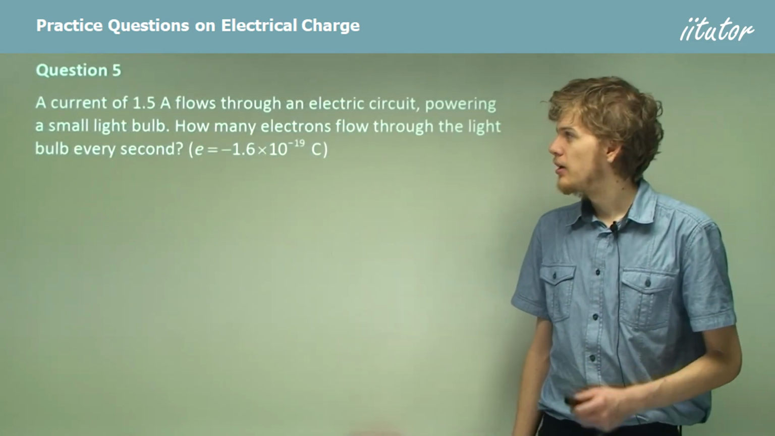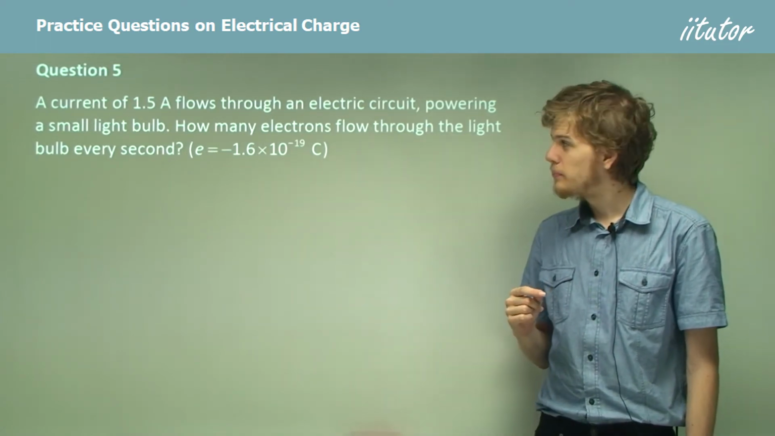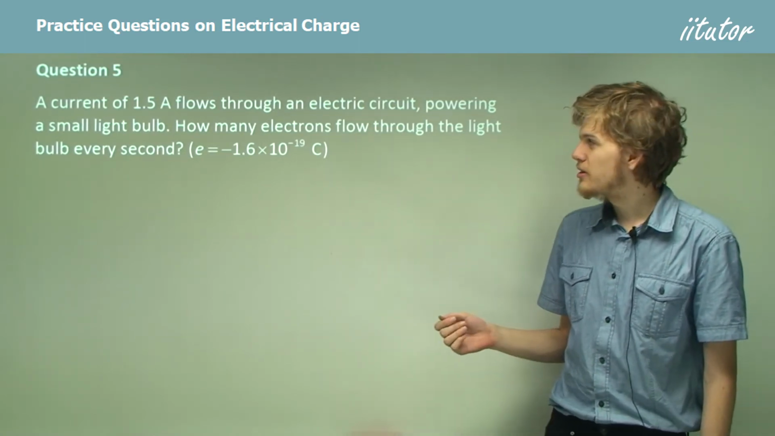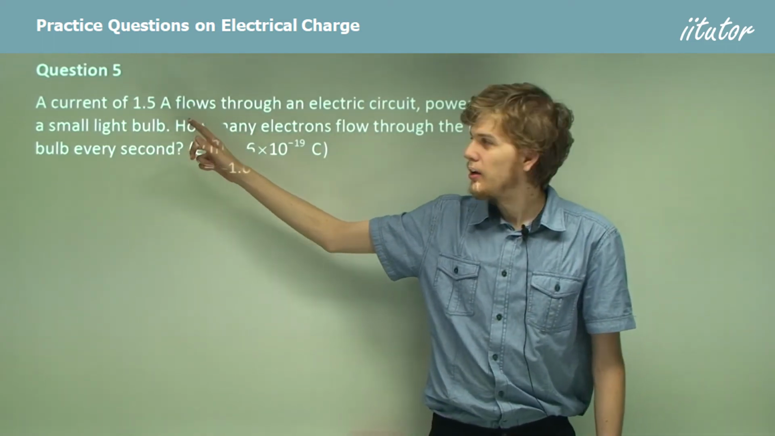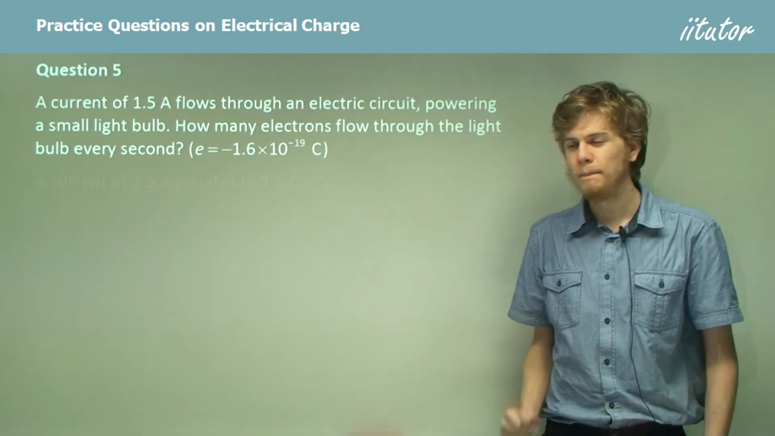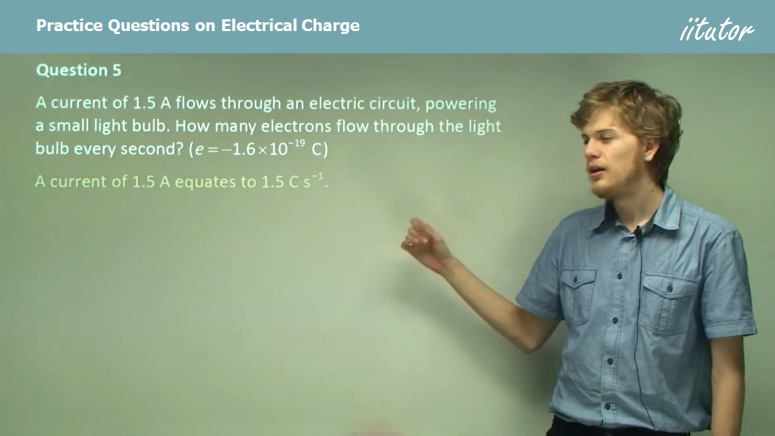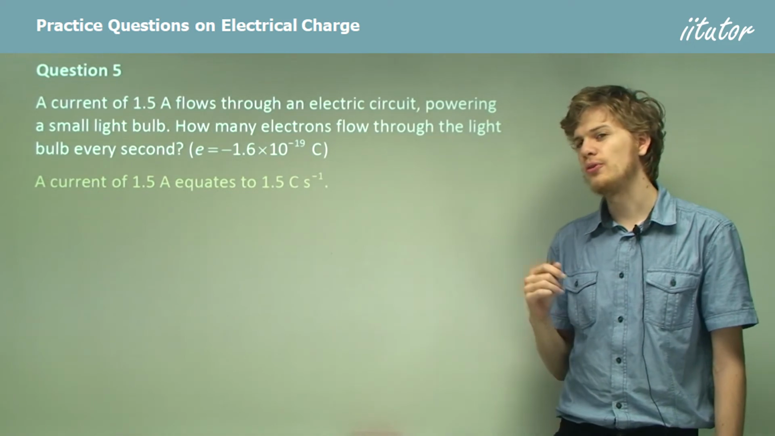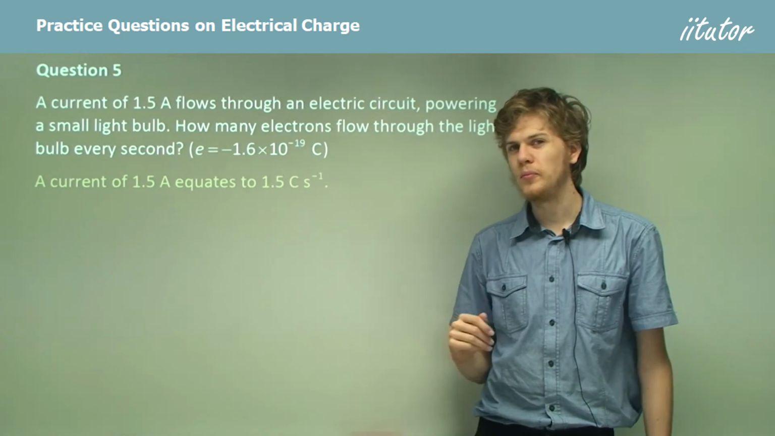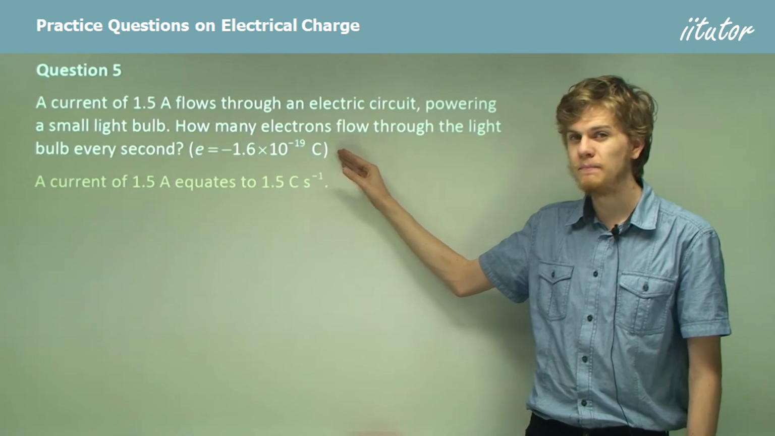Question 5. A current of 1.5 amps flows through an electric circuit, powering a small light bulb. How many electrons flow through the light bulb every second? Now the key to answering this question is this 1.5 amps. This means that every second, 1.5 coulombs flow through that light bulb. So 1.5 amps equals 1.5 coulombs per second. Now the question asks how many electrons flow through the light bulb per second. So how many electrons do we need to make up 1.5 coulombs? Well, it shouldn't be too hard to work out, especially if the question gives us the elementary charge right here.